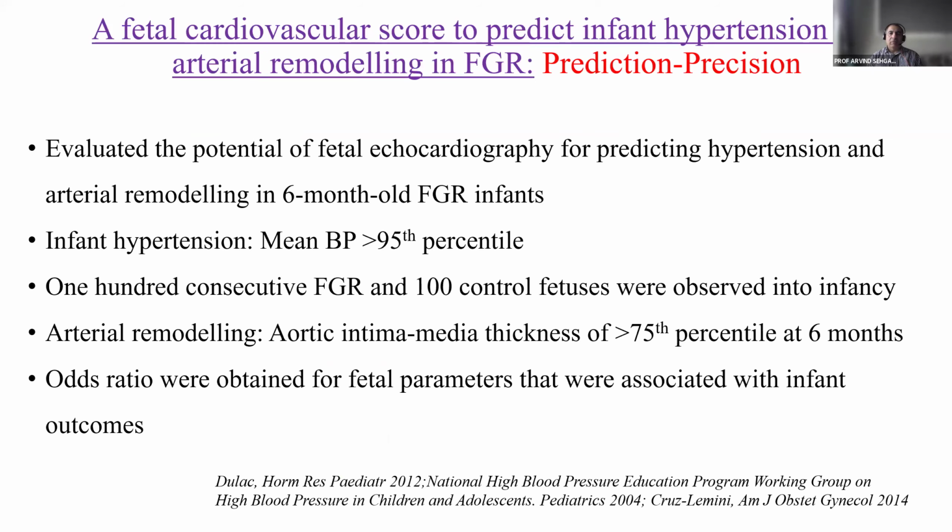So let's start from before birth, fetal life, and focus on hypertension and arterial remodeling. This study evaluated how relevant fetal ultrasound is to predict hypertension and arterial remodeling 6 months after these babies were born. For this study, infant hypertension was defined as mean BP more than the 95th centile, and aortic intima media thickness was taken as more than the 75th centile at 6 months. They looked at 100 consecutive growth-restricted babies and control fetuses who were observed well into infancy.